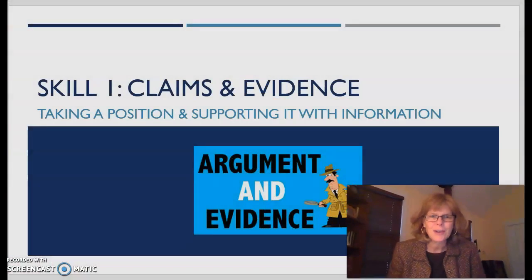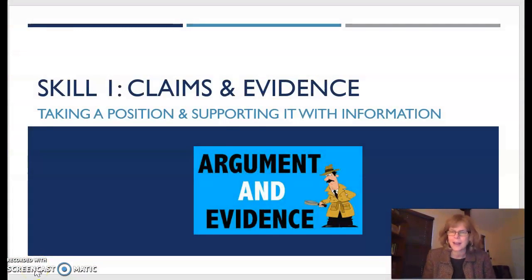So if you would open your book, we're going to start here on page 2 at the very beginning of Unit 1. And I'll show you some ideas about how to identify claims, how to find the evidence, and hopefully make more sense of these ideas and these words.